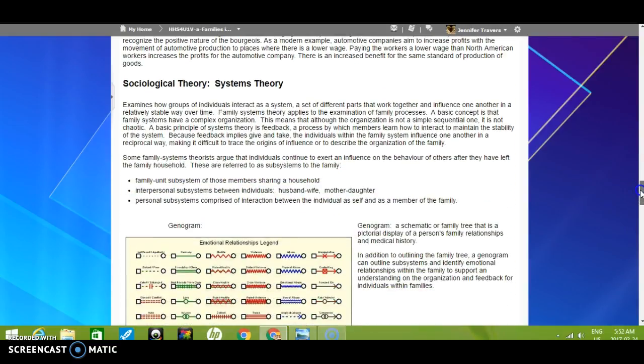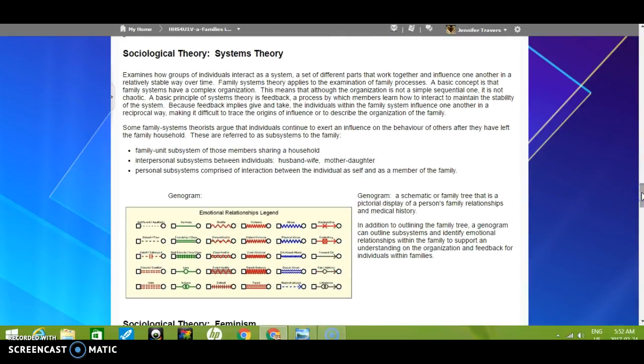Systems theory is one that is specifically tailored to examining the family. It examines how groups of individuals act as a system, a set of different parts that work together and influence one another to show stability over time.